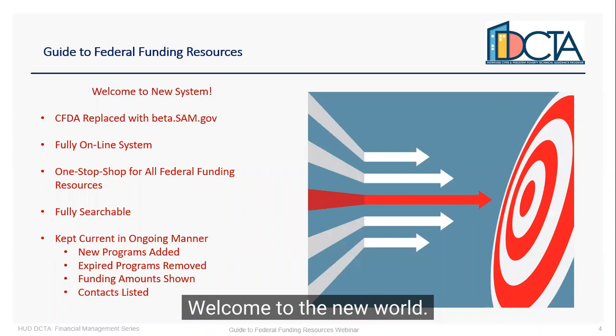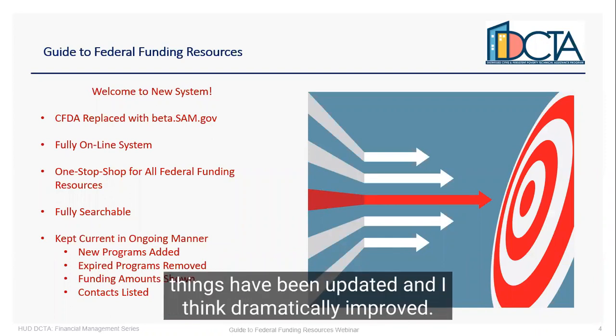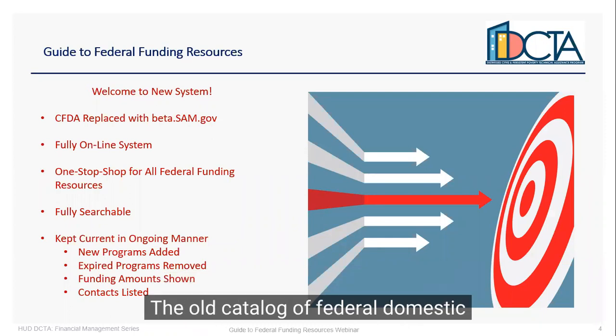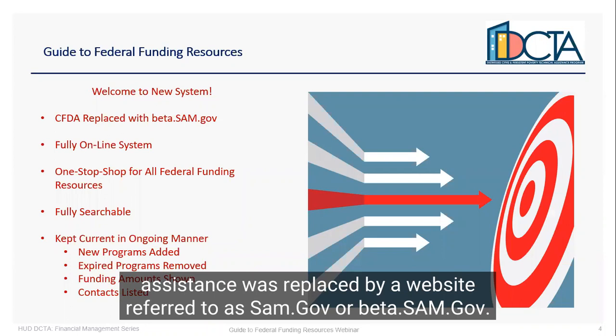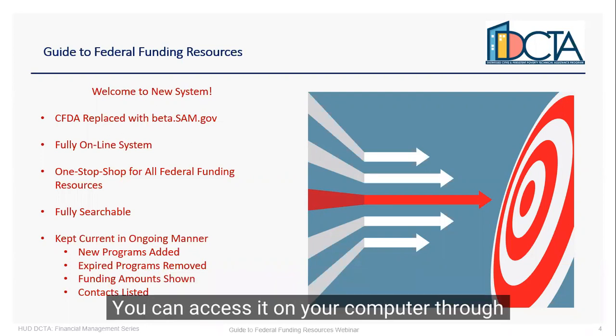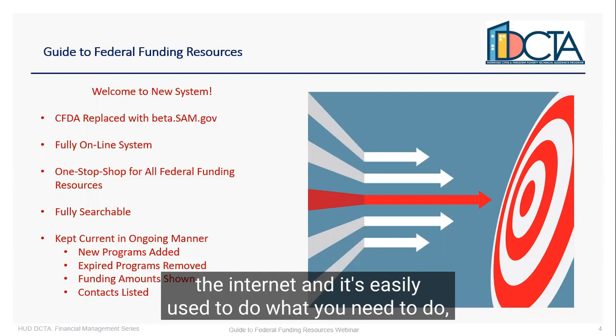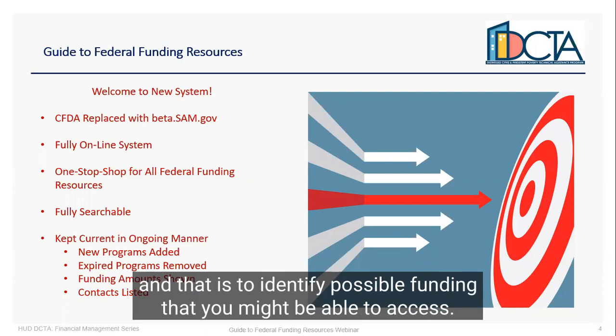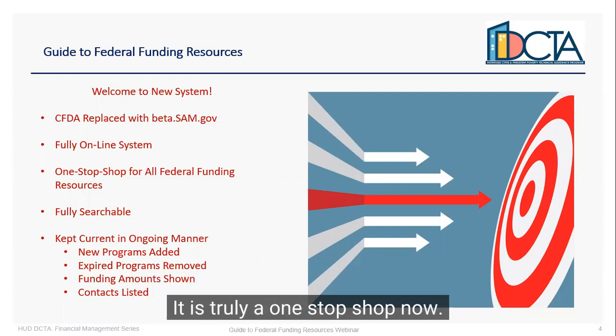Welcome to the new world. As in everything else, things have been updated and I think dramatically improved. The old Catalog of Federal Domestic Assistance was replaced by a website referred to as SAM.gov or betasam.gov. It is now a fully online system, so I use it myself. You can access it on your computer through the internet. And it's easily used to do what you need to do, and that is to identify possible funding that you might be able to access. It is truly a one-stop shop now.